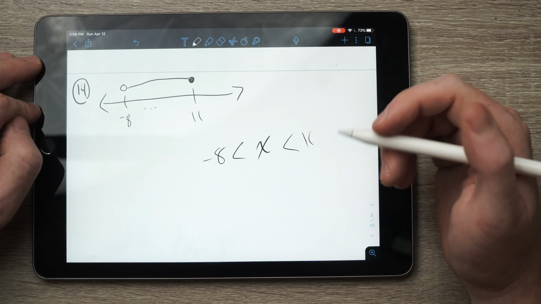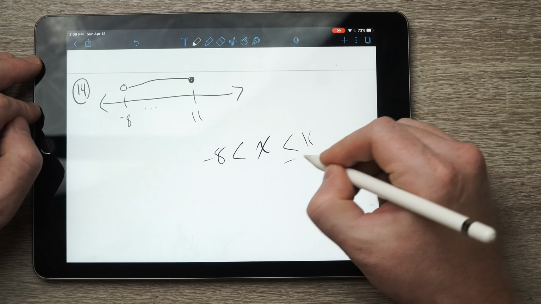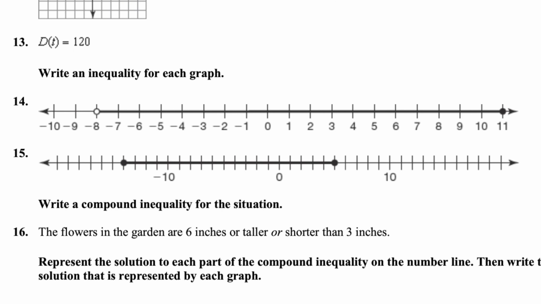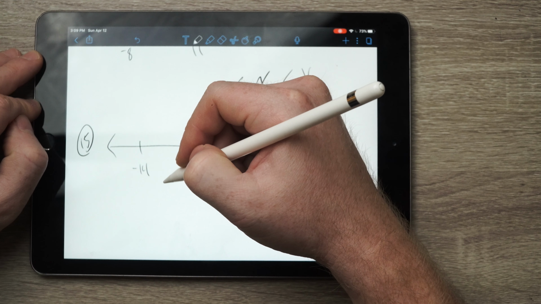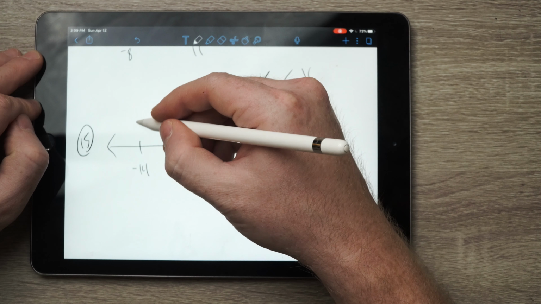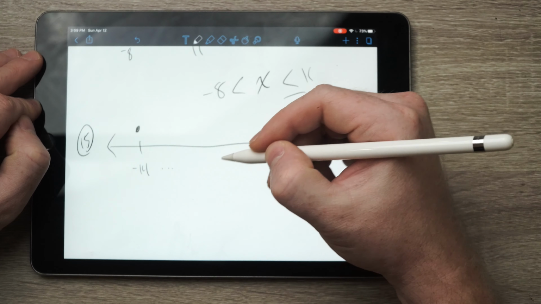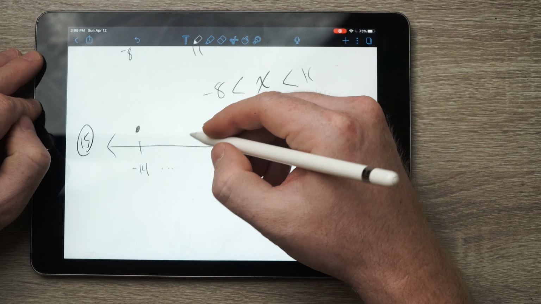And then if we look, we are closed circle over 11, that means that we can be equal to the number 11, and we're going to draw an underscore line to represent that. Number 15 says that we are between negative 11, 12, 13, 14. Am I writing that right? Negative 14. And closed circle. And again, I'm just going to use 3 dots to represent that there are numbers between here.